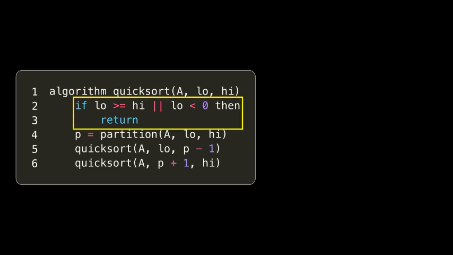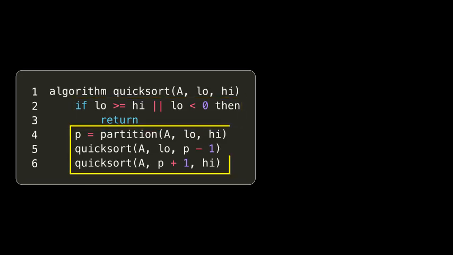If the array only consists of one element, or the indices are invalid, then we simply return. Otherwise, we call the partition function to select a pivot, rearrange the array based on the pivot, so that elements less than or equal to the pivot are to its left, and elements greater than it are to its right, and obtain the pivot index. Then we call Quicksort on the two subarrays to sort them recursively.